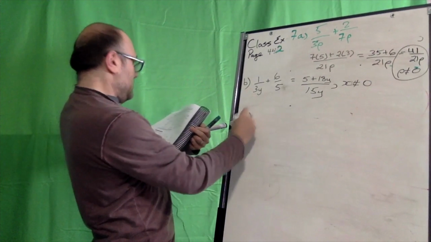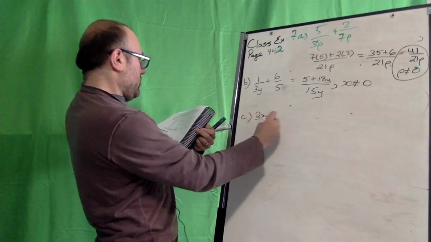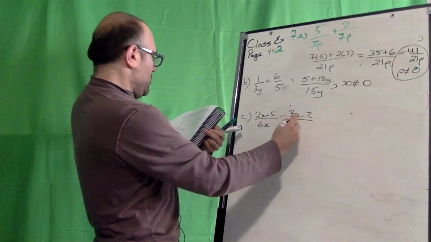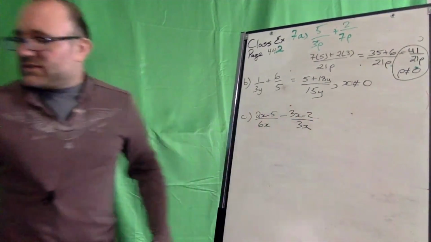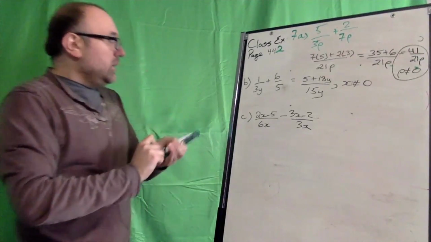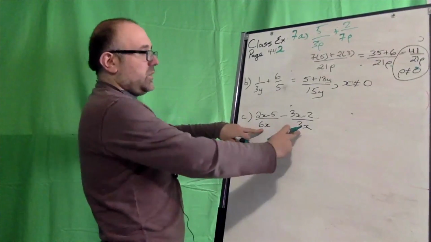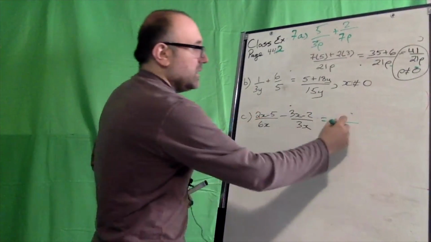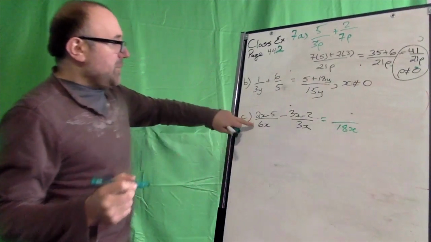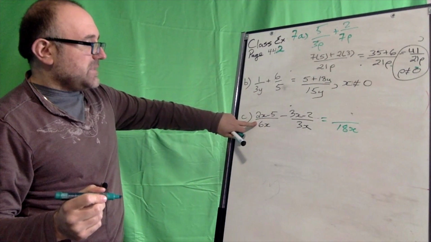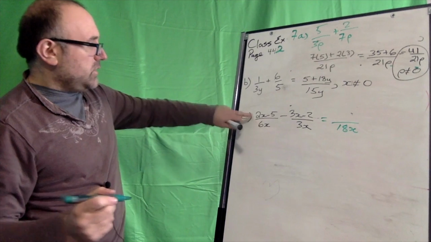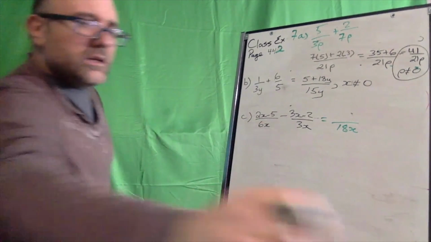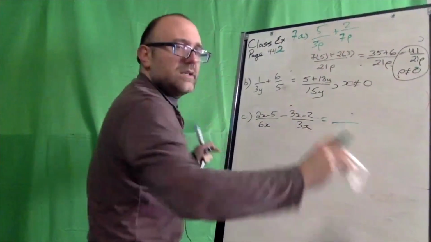And that's C, 2x minus 5 over 6x minus 3x minus 2 over 3x. So first things first, you got to ask yourself once again, what is common between 6x and 3x? If LCD for that one, well, 18x would be the most common. So that means 6x, I had to times it by 3. So in that case, actually 12x, 6 times 2, 3 times 4. That would be a more appropriate LCD.